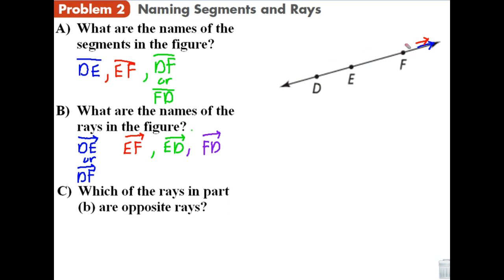Last question C asks, which of those rays in part B are opposite rays? Okay, the 2 opposite rays I'm seeing here would be ray EF and ray ED. Opposite because again they share the same endpoint, point E, and then go in opposite directions, forming a line.